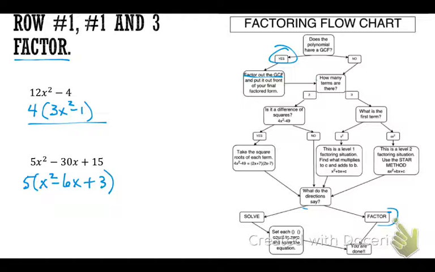Now I think, how many terms are there? Well, there are 3. What is the first term? Well, the first term is simply x squared. So this is level 1, the type of factoring that we have been talking about. So I'm going to see if I can find 2 numbers that multiply to give me my c value, which is 3, and will combine to give me my b value. So all I've got for factors of 3 are just 1 and 3, and I can only add them to give me 4 or subtract them to give me 2. So that will not factor any further.